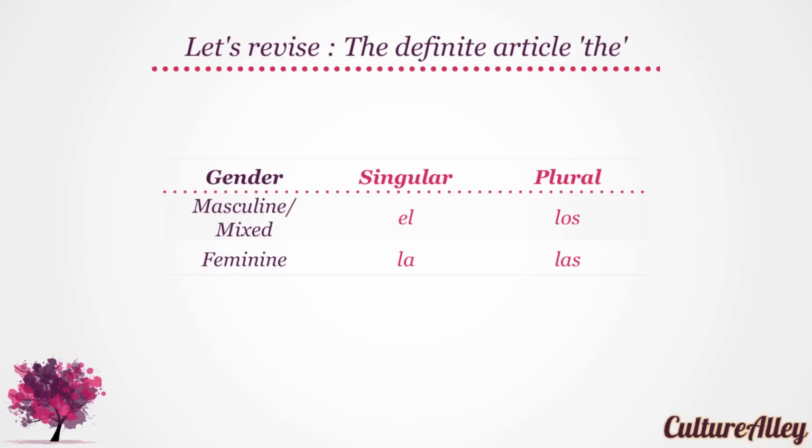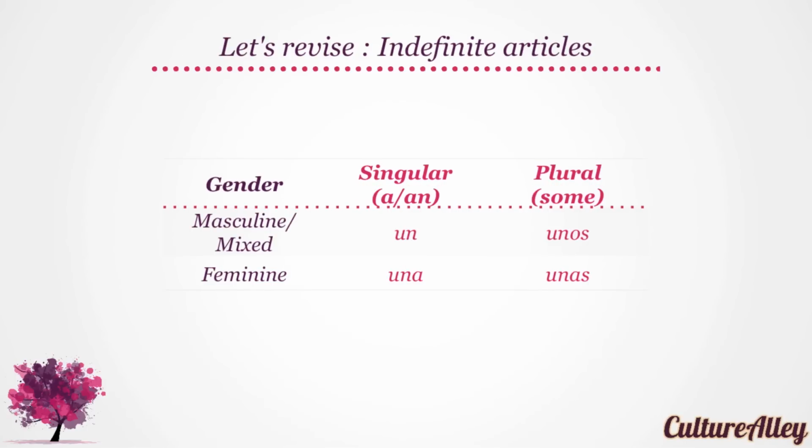Let's look at the definite article the first. With masculine noun in singular form, the translates to él, while with masculine or mixed nouns in plural forms, the becomes los. Moving on to the feminine forms, with feminine nouns in singular form, we use la, while with feminine nouns in plural form, we use las. One more time. Las. Great.